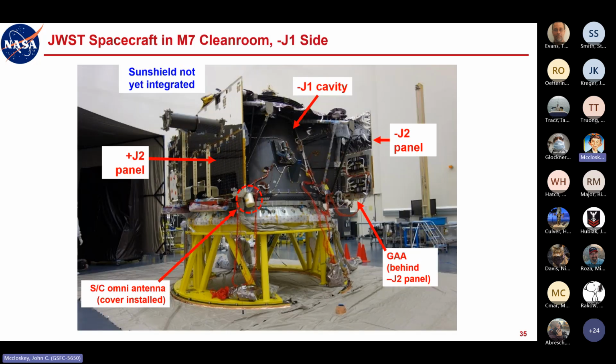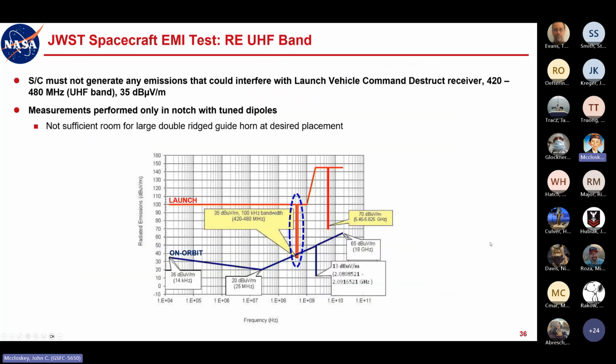Here's just another view showing the S-band Omni. That has the cover installed. Obviously, we took that off for radiated testing. The GAA is back here where you can't see it. So here, again, at spacecraft level, what we're concerned about are the launch limits only. Okay, so we have the command destruct band in the 420 to 480 megahertz range, and being very specific about our victim allowed us to be very strategic and efficient with how we ran the test.